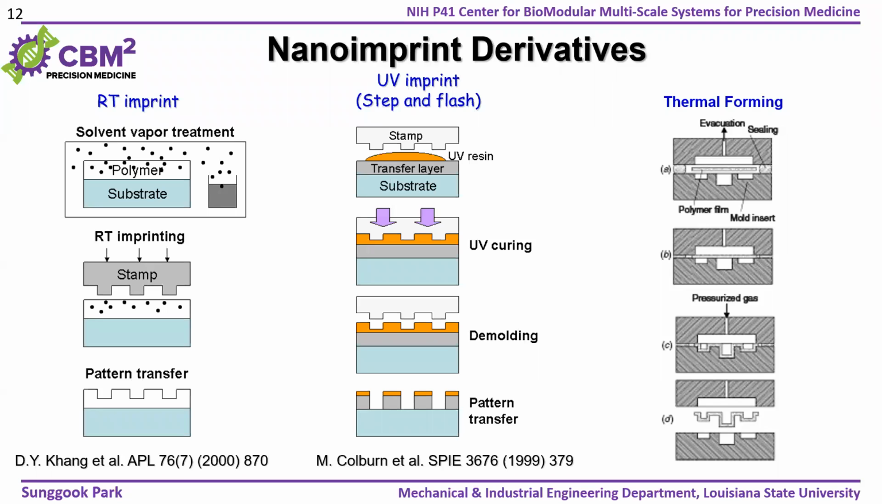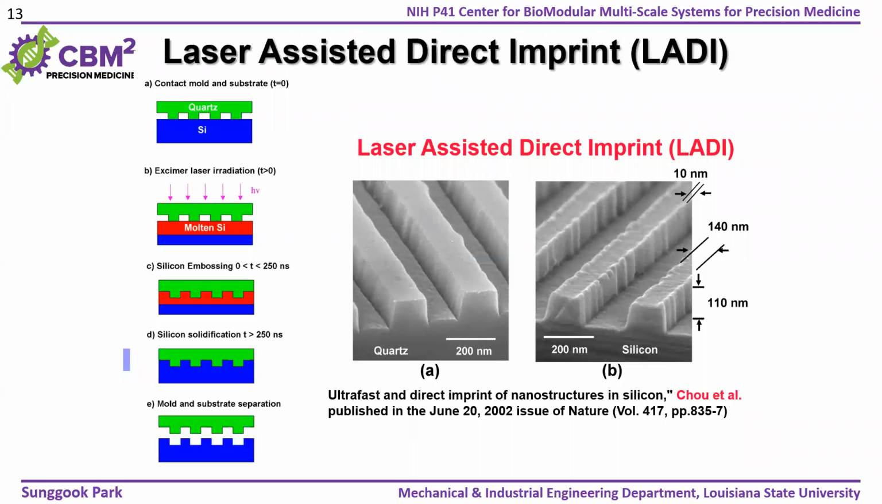These days, a lot of people are using so-called UV imprint lithography. Instead of using thermoplastic, you use a very flowable UV resin. And the important thing is your stamp should be transparent. So now you put UV resin, you apply pressure, and then you shine UV so that the UV resin becomes cured, cross-linked, hardened. After it hardens, you demold, and then you have nano patterns.